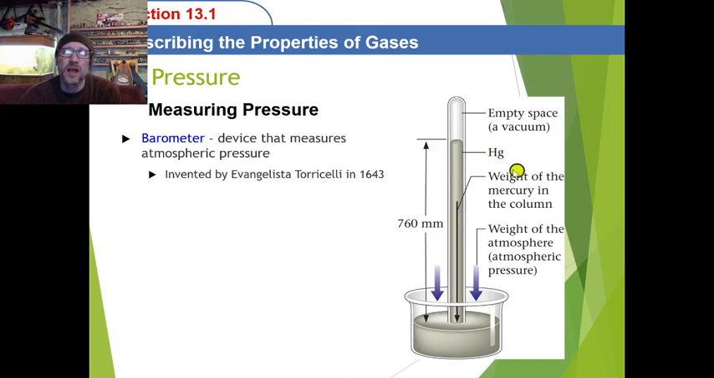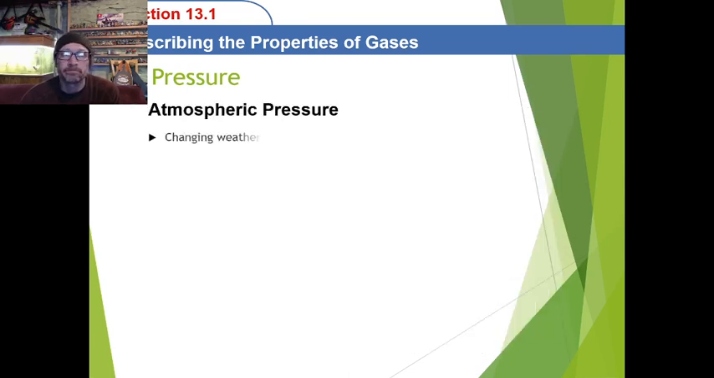And what do we know right now? If that column is not moving, then that means the force of the atmosphere pushing down must be equal to the weight of the mercury column in here. And so barometers measure in millimeters of mercury. Standard atmospheric pressure is about 760 millimeters of mercury.